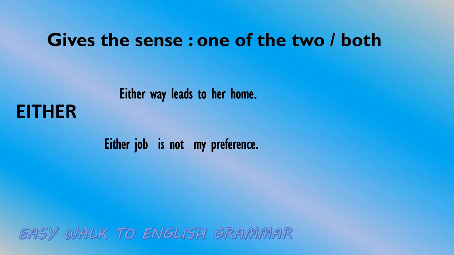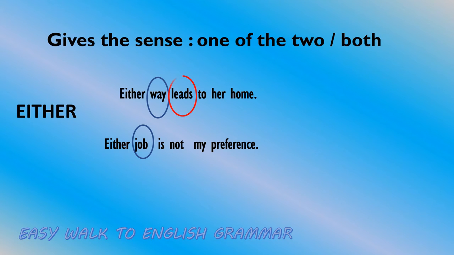Now what we have to look into: like we discussed with the previous determiners, here also after the determiner either, we used the singular noun way. We didn't use ways, even though the reference is to both, to plurality. We didn't use a plural noun after either. We only use the singular form of the noun. Likewise, we can see job. After either, we used the singular form of the noun job in the sentence.